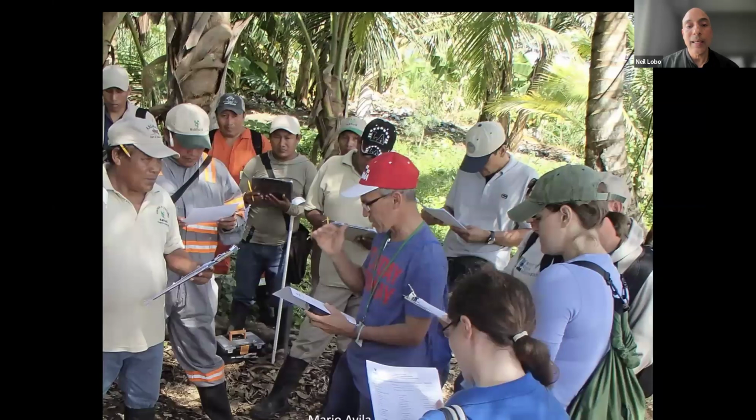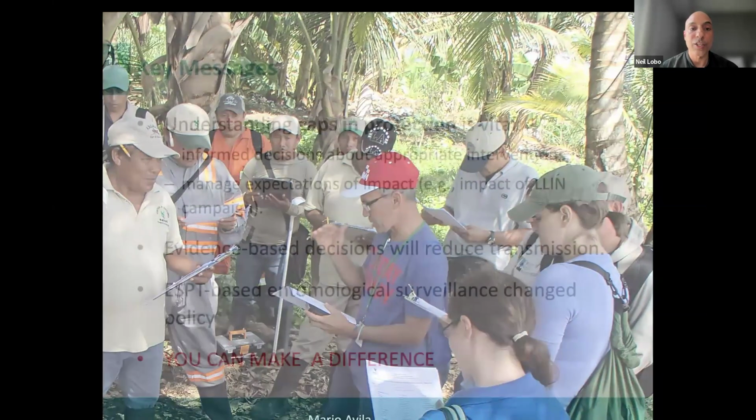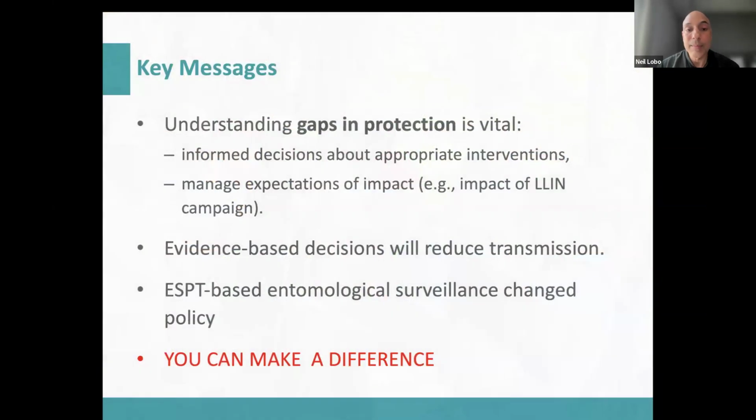And I'm saying Mario Avia's name a lot because a single person, and that's him, can actually make a huge difference. And he made that difference in Panama. And the key messages, my final points, and I'm so sorry for being 5 minutes over time, is that understanding gaps in protection is vital because from just this example of this study, we can see where protections happen, where they don't happen, and what interventions we need, and what interventions may be useful.